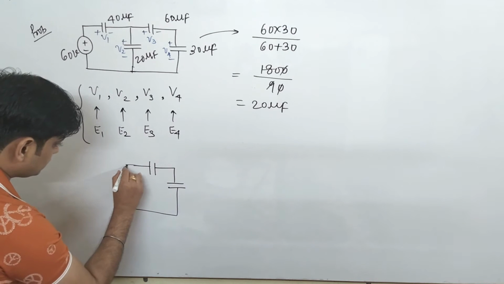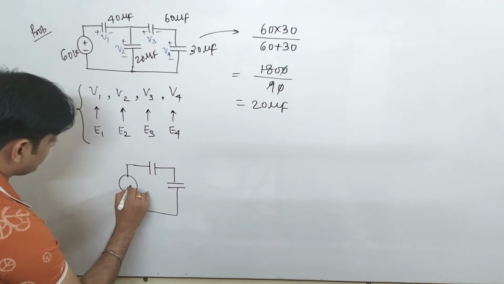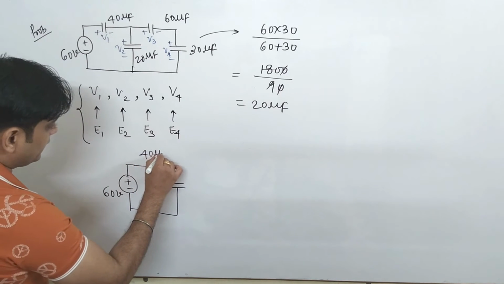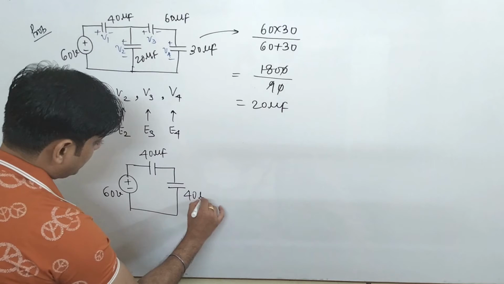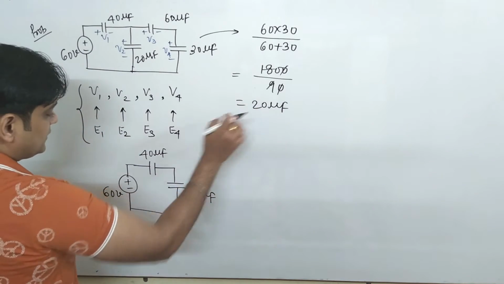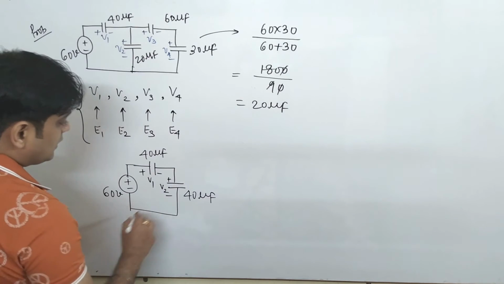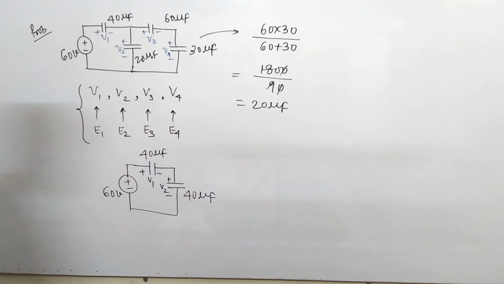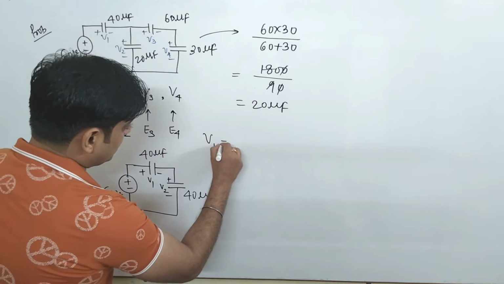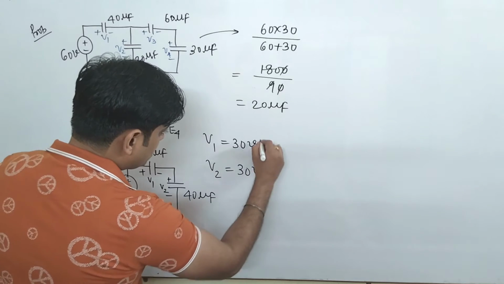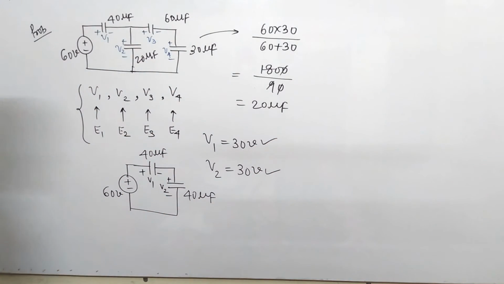Yes, this is your 60 volt and this is your 40 microfarad. This also comes to be 40 microfarad. Why? Because the values of these two capacitors are the same. This is your V1, this is your V2. Since the values of both capacitors are the same, you can say that equal voltage will be applicable across both the capacitors. So from here you can say that the value of V1 is 30 volt and the value of V2 is what? It is also 30 volt. So you have first got the values of V1 and V2 as 30 volt.